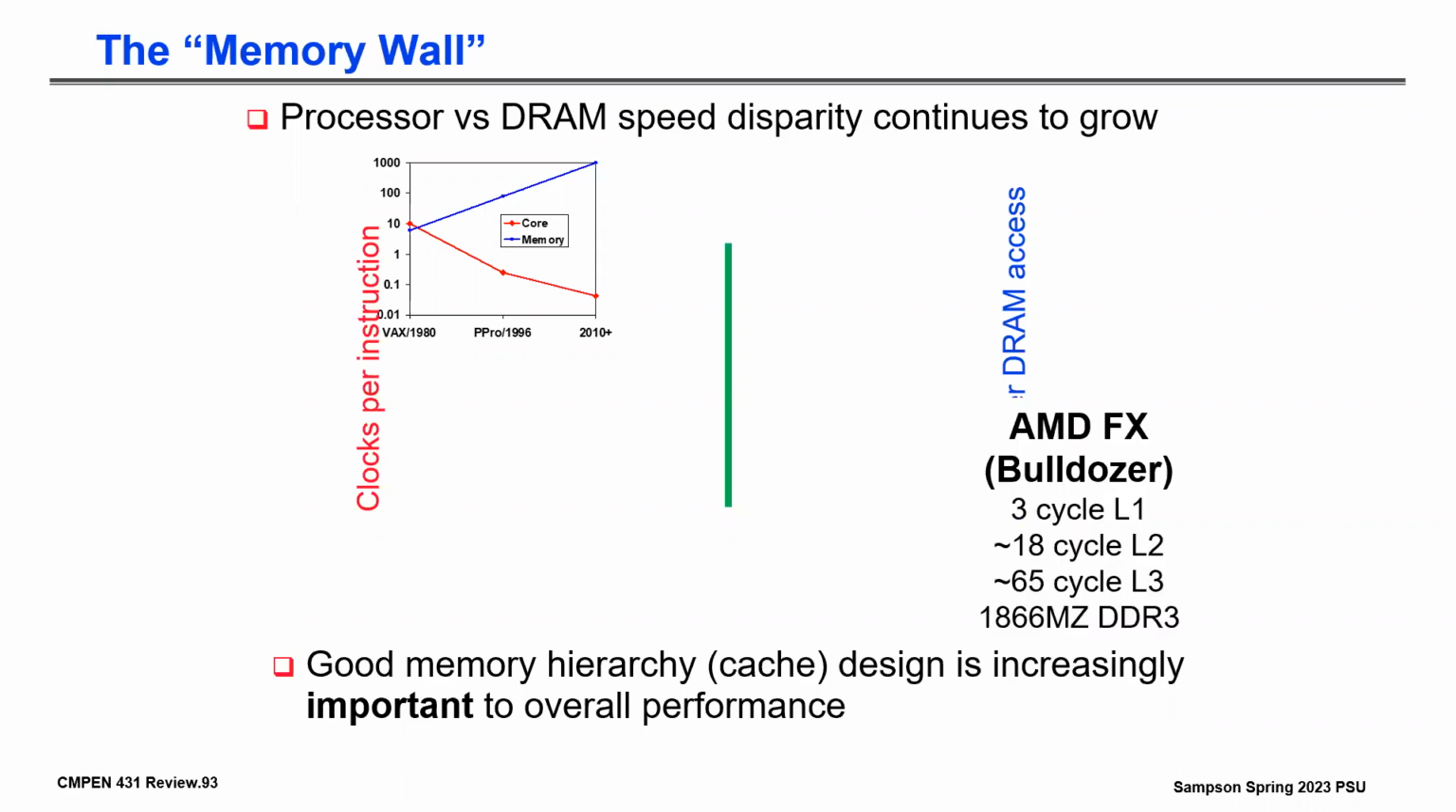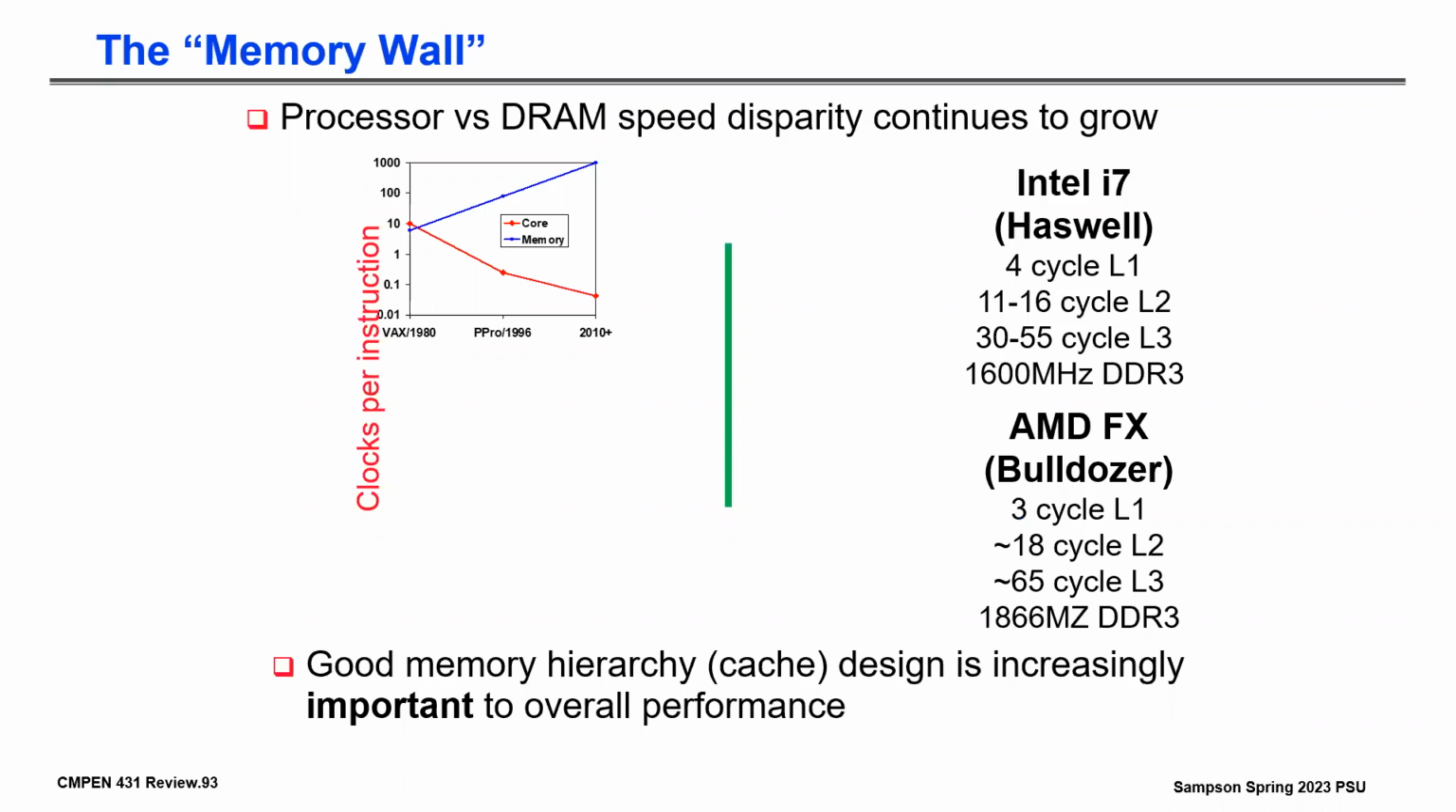Even by the time you're looking at 10 years ago, you're looking at several cycles for L1, 10-ish cycles for an L2, and tens of cycles for an L3, and then hundreds of cycles for main memory accesses. We did the math the other day: if you were doing 5 gigahertz and it took you 50 nanoseconds to access your memory, that's hundreds of cycles, and that's fairly optimistic to some degree.